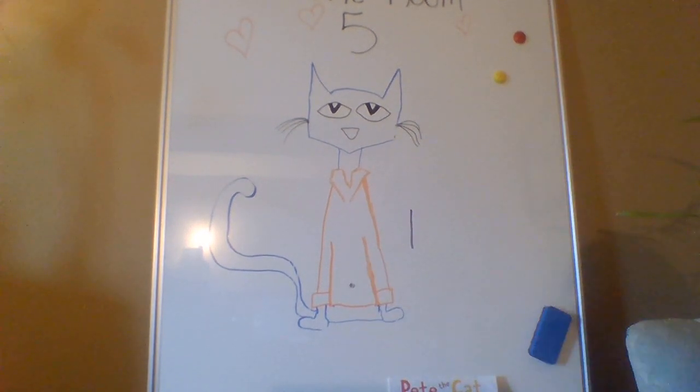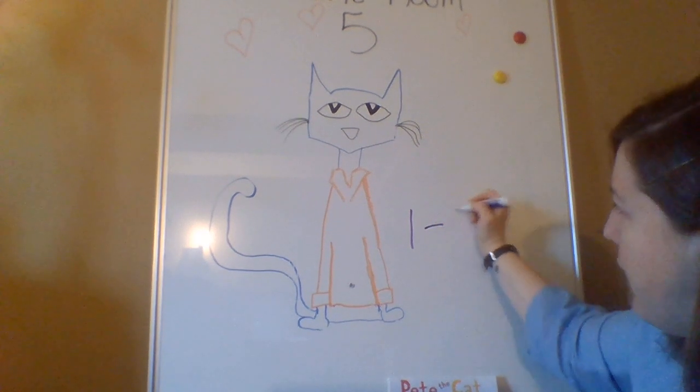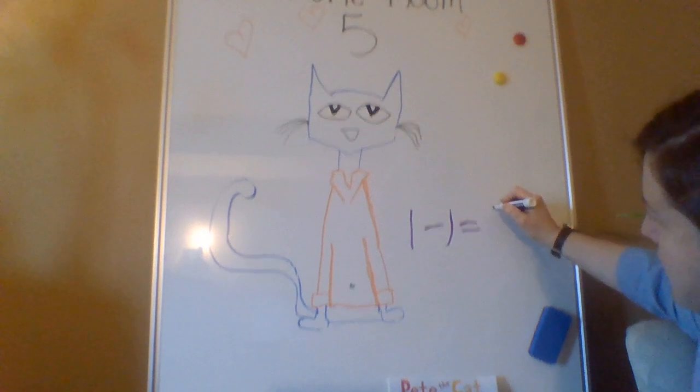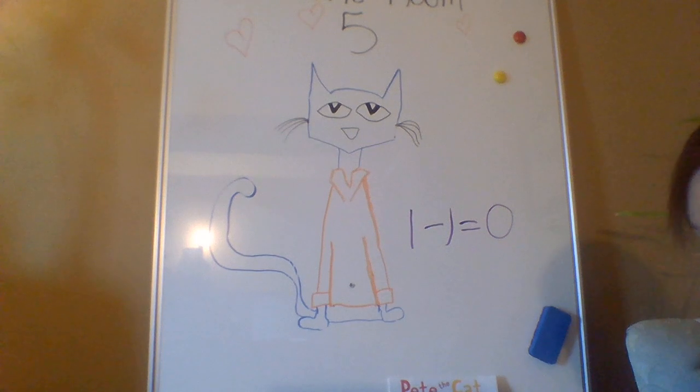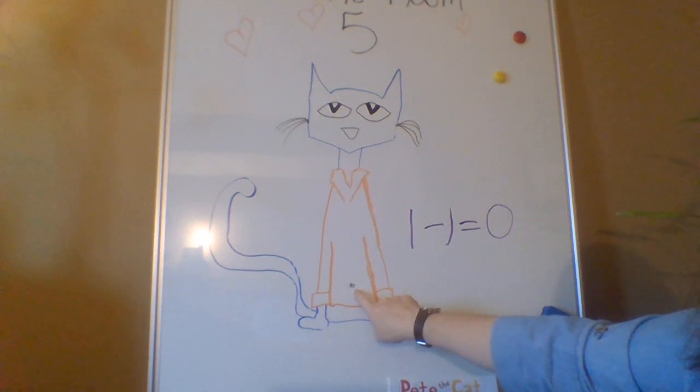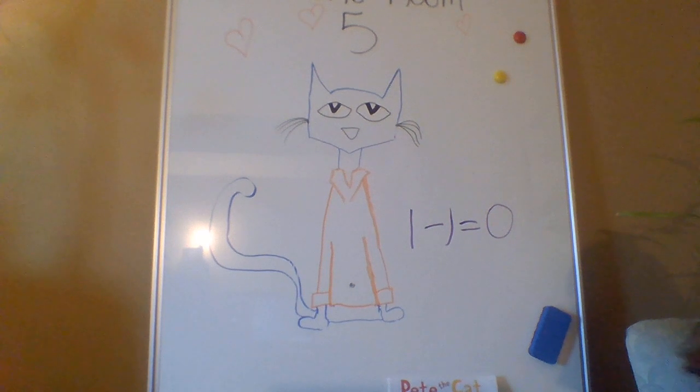Pop! Oh no! The last button popped off and rolled away. How many buttons are left? That's right, there are no buttons left. 1 minus 1 equals 0. 0 buttons. Pete looked down at his buttonless shirt, and what do you think he saw? What is that? His belly button.